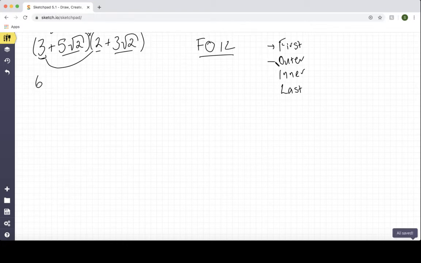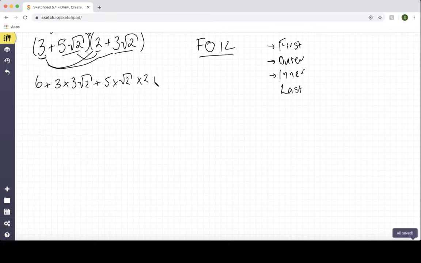Now we have outer. So that means the things on the outside. So that would be this 3 and this 3 root 2. Okay, so you've got 3, so you add on 3 times 3 root 2. Okay, now you've got inner, is the next one. So that's the things on the inside. So you've got 5 root 2 times 2. So add that on. 5 times the square root of 2 times 2.